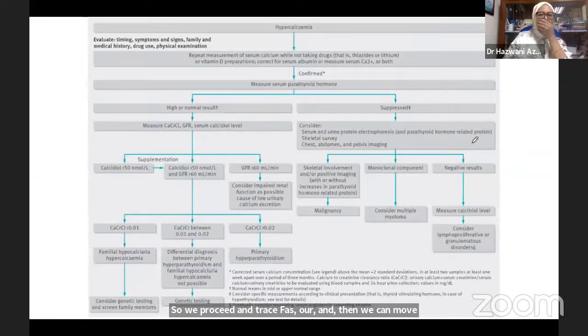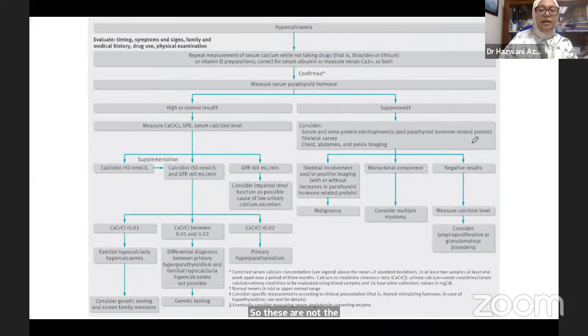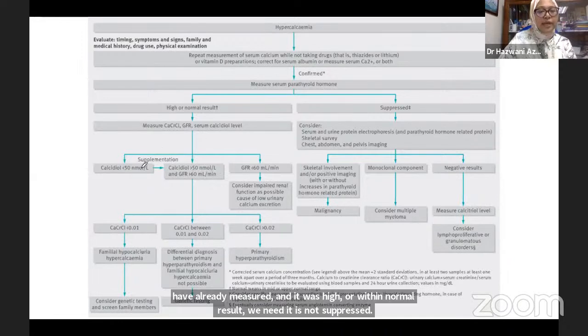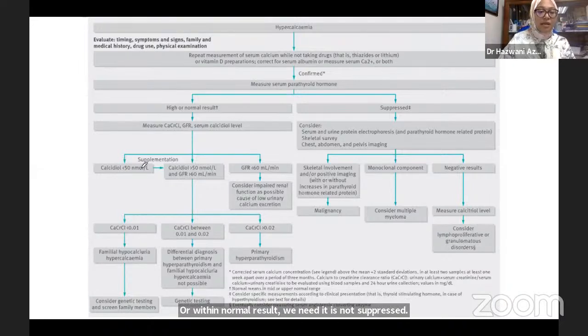So this is another algorithm in diagnosing hypercalcemia. In this paper, they suggest that if we have already measured serum parathyroid hormone and it was high or within normal range, meaning it is not suppressed, they advocate checking the vitamin D level first, the 25 hydroxy vitamin D. If it's low, meaning less than 50, or the Endocrine Society took maybe less than 75, they suggested that we replace the vitamin D first, and after that measure again.